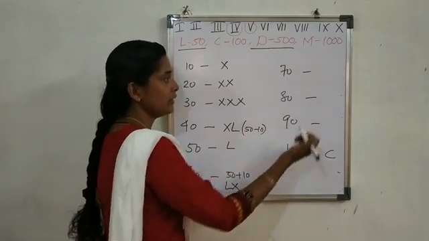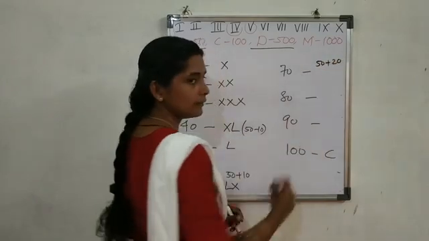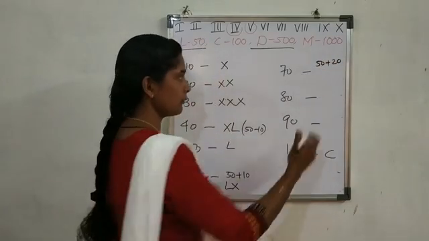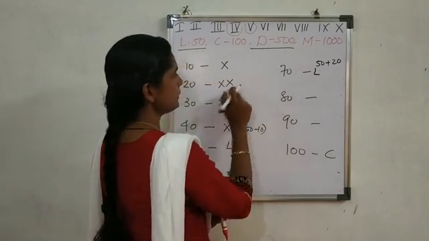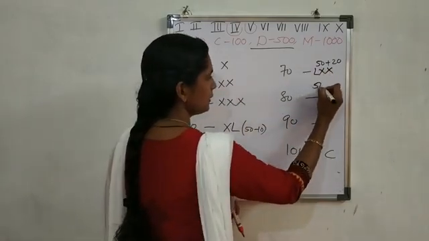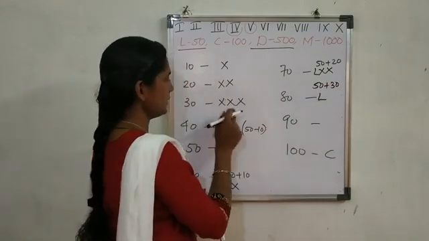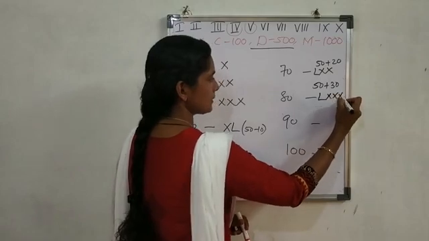Then 70 is 50 plus 20. 50 is L and 20 is 2 times X. Then 80 is 50 plus 30. 50 is L, 30 is 3 times X.